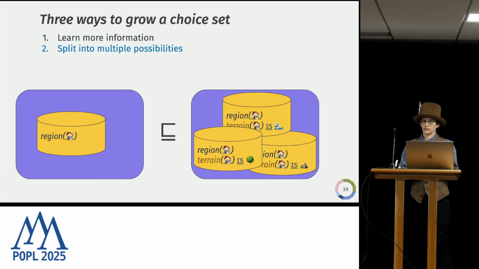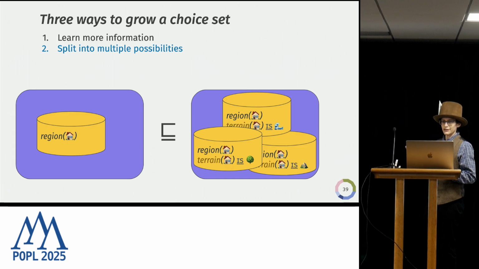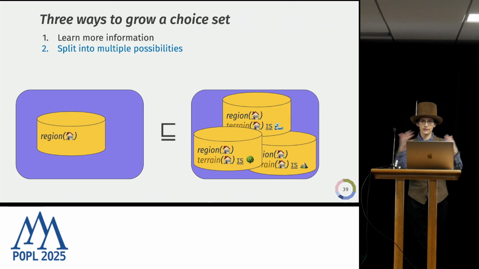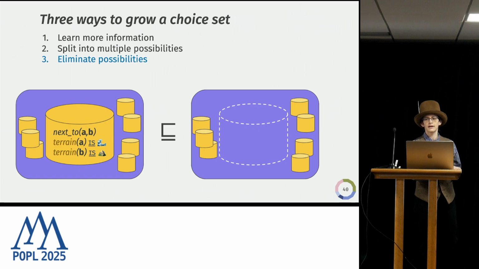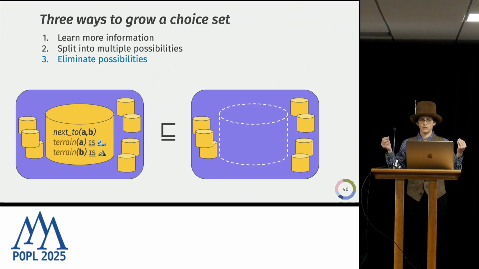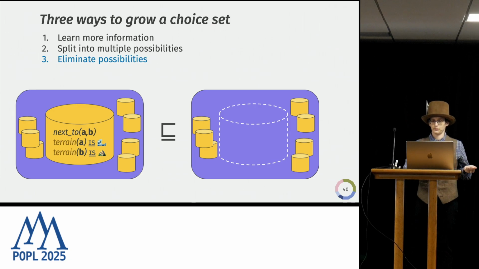The second way we can learn information is by splitting into multiple possibilities. So when we freely choose a terrain type for a region, we are adding information by replacing a single database with multiple mutually incompatible successors. And then finally, we can actually gain information by removing a database. So if it violates a constraint, say by putting mountains next to oceans, then you can learn more information by removing that database. In other words, you can replace the database with 0 successors.